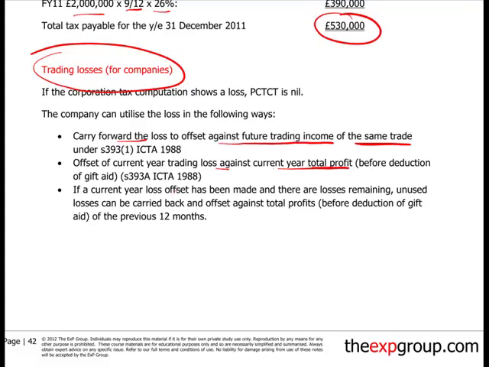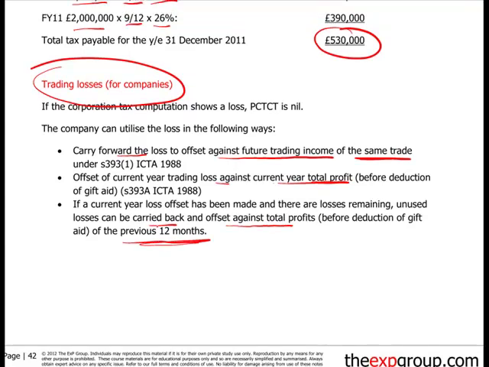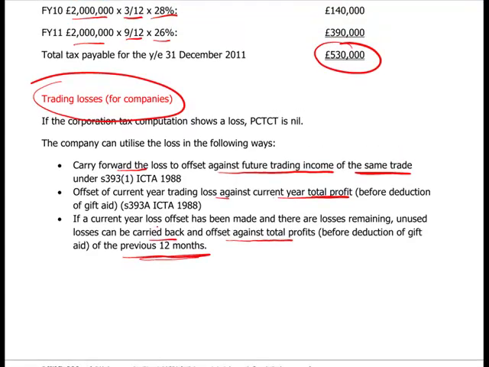If a current year loss offset has been made and there are losses remaining, unused losses can be carried back and offset against total profits of the previous 12 months. You can go back 12 months. Now that's quite important when we have the different tax rates. So if you're making losses now, you want to carry that loss back, basically, because you're going to get relief at a higher tax rate.